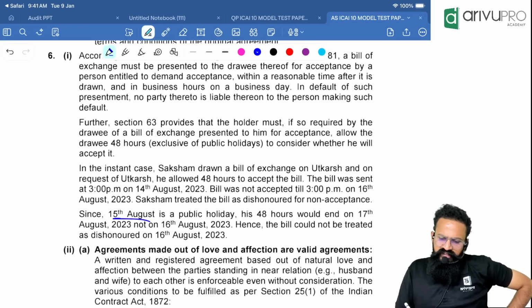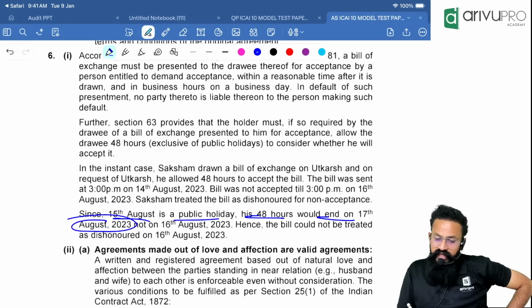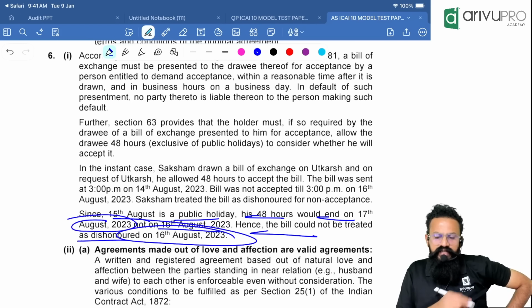Since 15th August is a public holiday, his 48 hours would end on 17th August 2023 and not on 16th August. Hence, the bill could not be treated as dishonored.